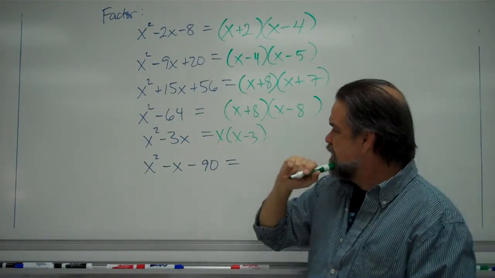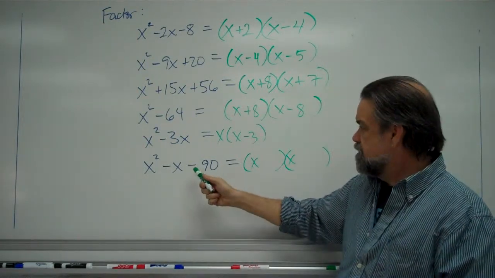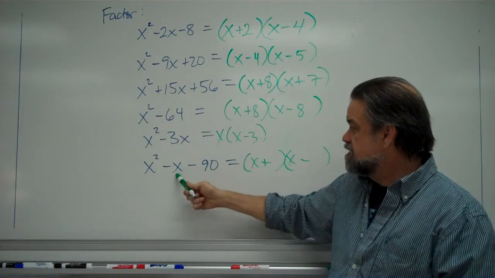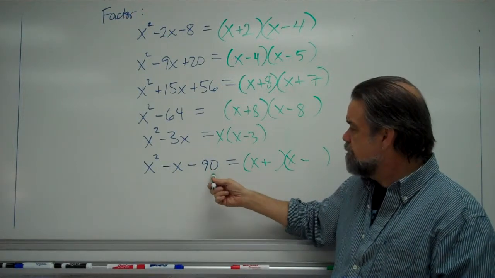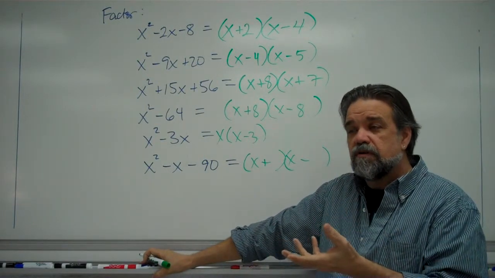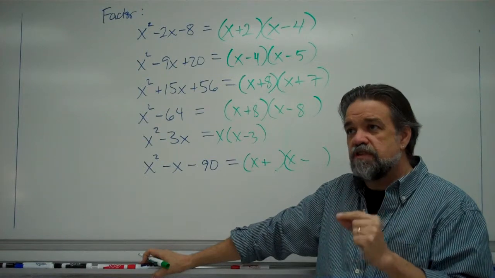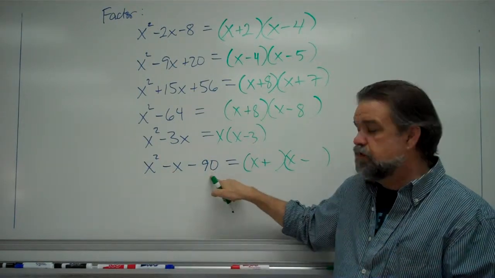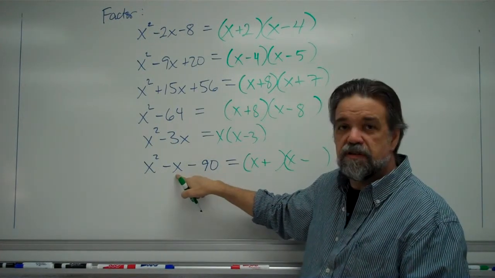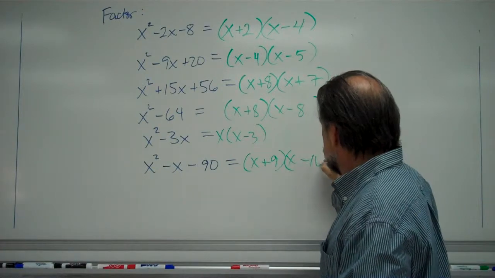Last one here. Put my x's there. Again, this is going to be a negative product, which means I have a positive times a negative, and my sum is going to be negative 1. My product is negative 90. And again, remember, when we're adding a positive and a negative number, what we're actually doing is subtracting. So I want two numbers whose difference is 1 and whose product is 90. That would be 9 and 10. Specifically, I want positive 9 and negative 10, because when I add positive 9 plus negative 10, I get negative 1. So I'm going to say x plus 9, x minus 10.